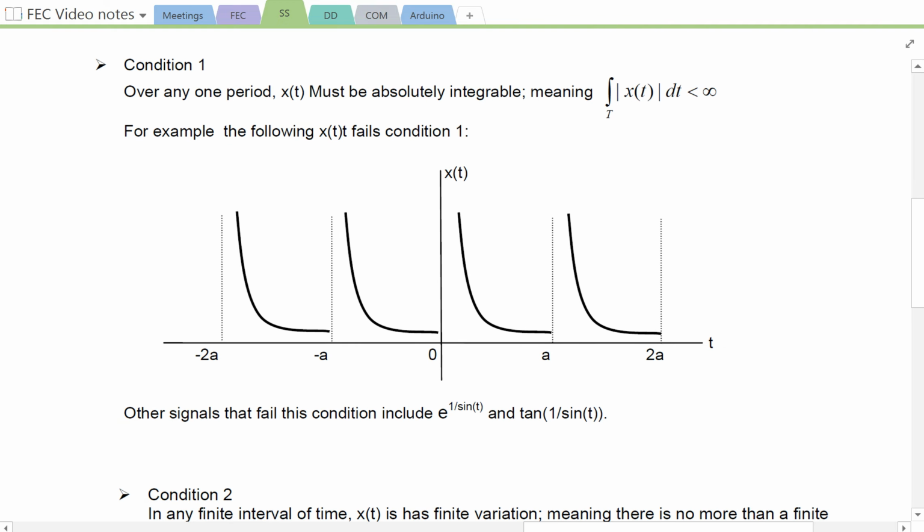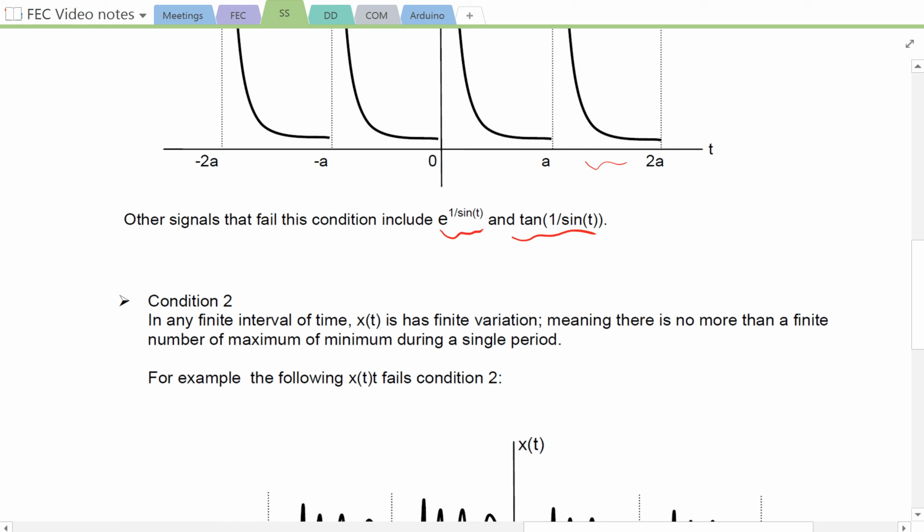They're very straightforward, very easy to understand. Condition 1 that has to be true basically says x of t must be absolutely integrable. The basic idea is that if I take an integral of the absolute value of x of t over any interval, it should be less than infinite. So here is an example of one that is not, and we don't have too many signals that look like that. As you can see here, we have a couple of examples of signals that potentially would exhibit this behavior.